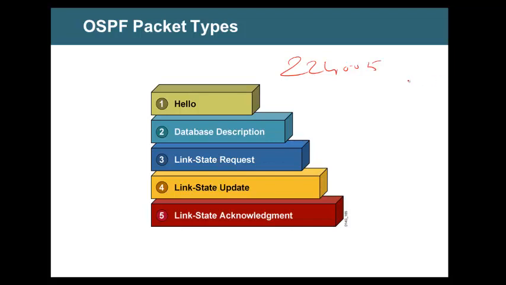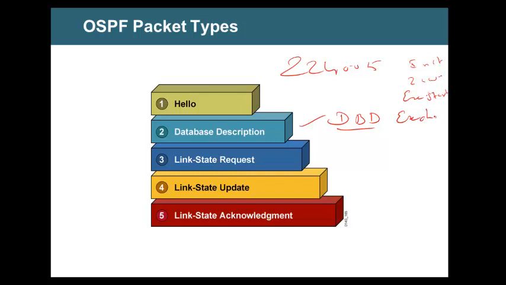The exchange DBD, that is type 2 packet. OSPF packet type 2 is exchange. Type what? Hello packet. With a hello packet, it knows who is DR and who is BDR. Once the DR BDR election is done in the exstart state, the exchange state type 2 packet is sent.